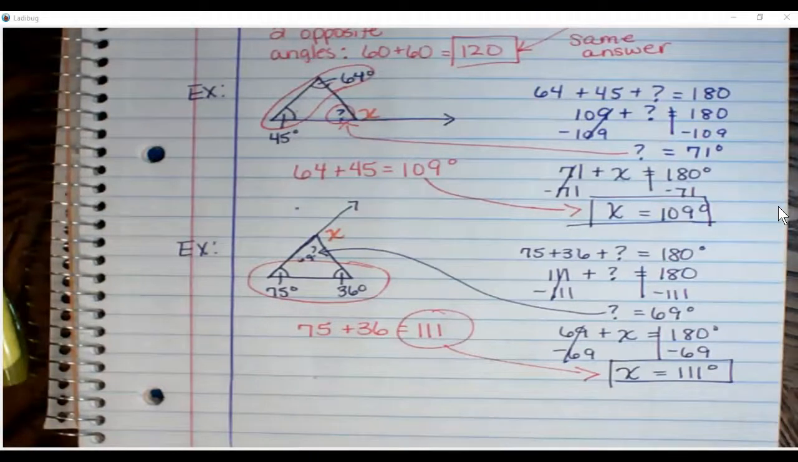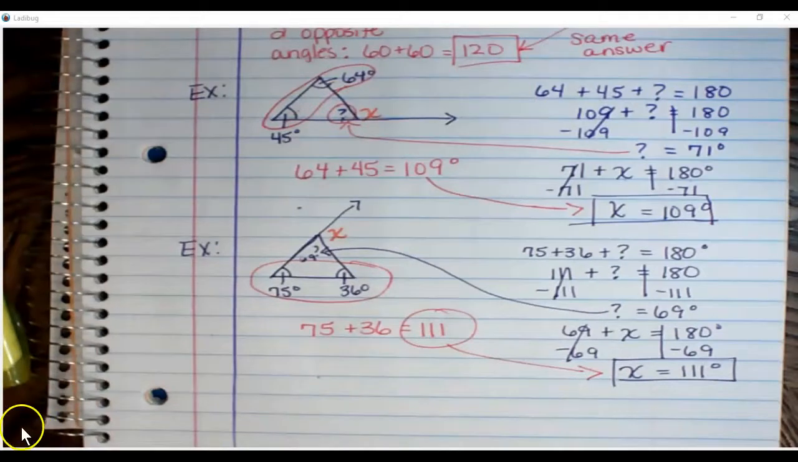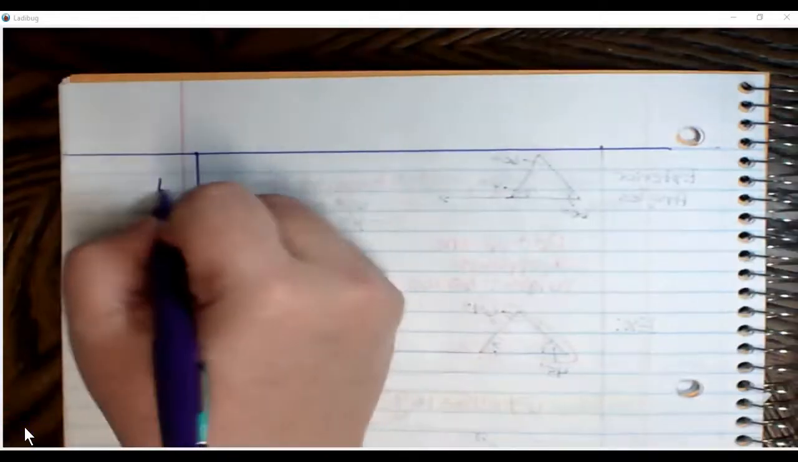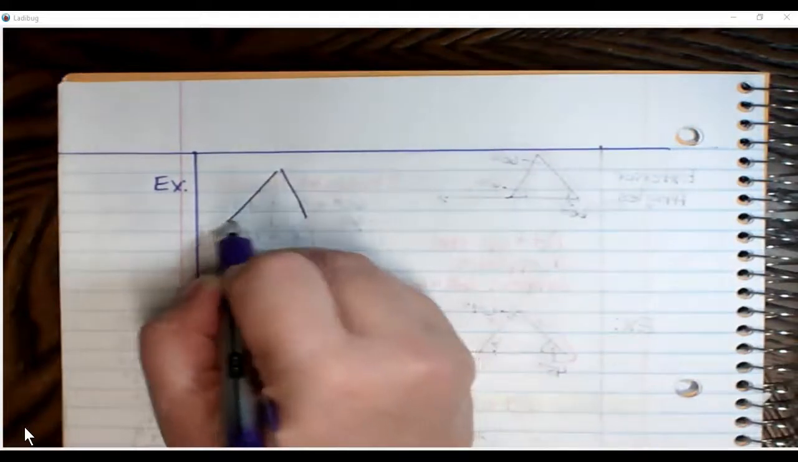All right, we have one last example. I have to turn my page. Last example of the day. All right. Here's our last example. I'm going to have a triangle. I'll extend the base.